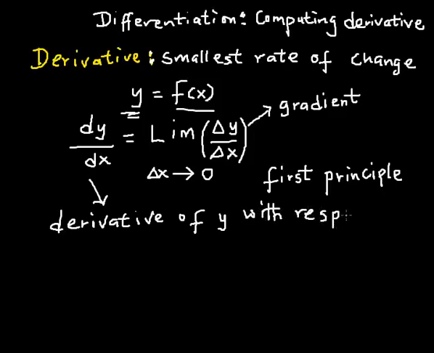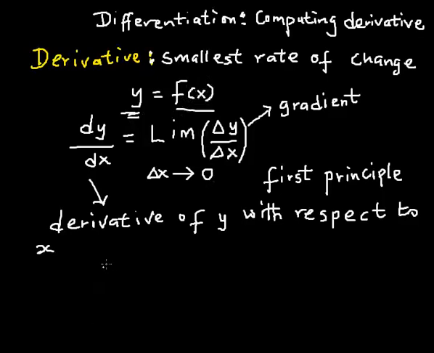The derivative of y with respect to x. Anytime you are being asked to find the derivative of a function, you are actually finding the derivative of the dependent variable. Remember, y is the dependent variable, x is the independent variable. So it's always the derivative of the dependent variable with respect to the independent variable.